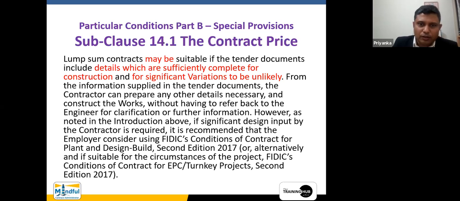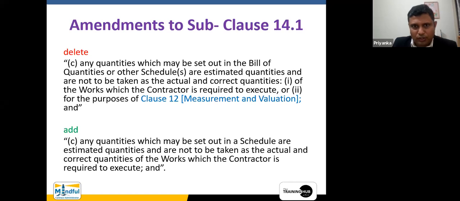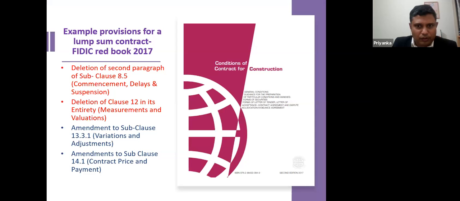Now, I spoke about up to the subclause 14.1 change only because for the others I will have a small time issue. I don't want to stop in the middle, right? Now, what we have covered is the amendment to the subclause 14.1, okay, related to this one.